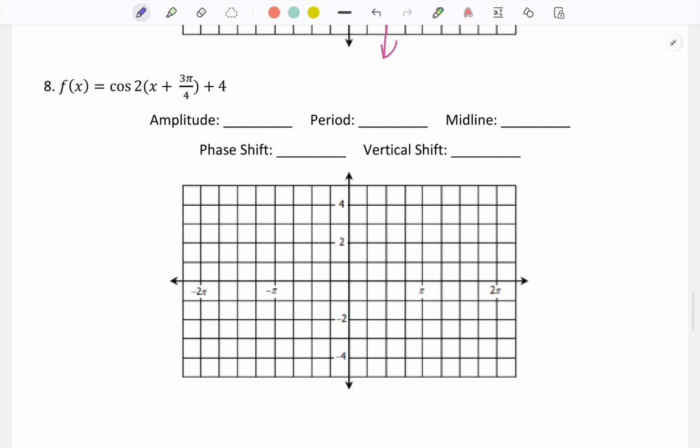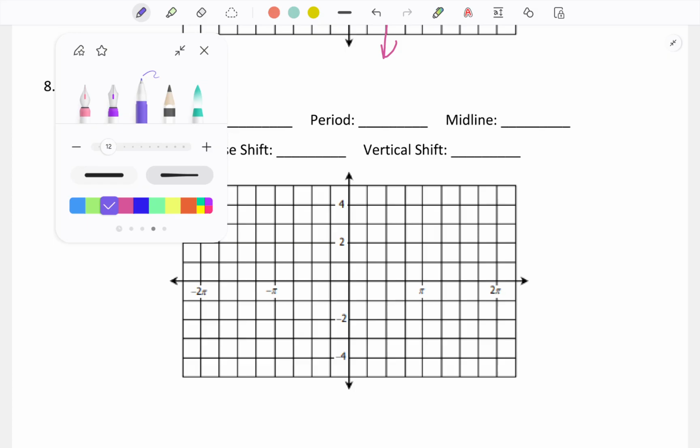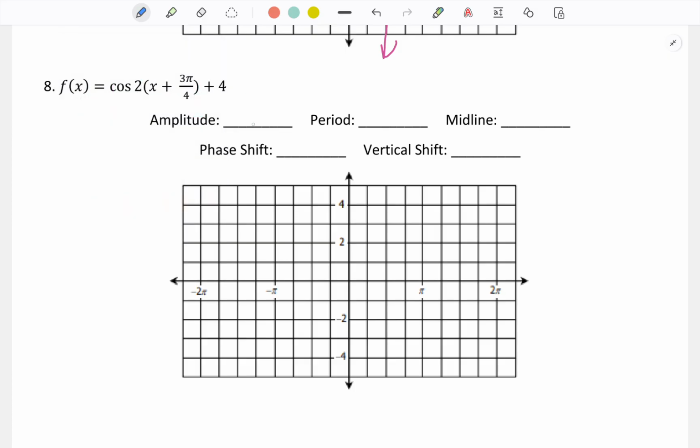Okay, so now we're going to up the ante a little bit, and we are going to have a shift in both ways on this problem. So we have cosine. Our amplitude is 1 because we don't have a number in front, but our period, we're going to have 2 pi over 2, so that equals pi. Our midline, we're going to shift up 4, so that puts our midline at y equals 4. And then our phase shift, we're going to go left 3 blocks at 3 pi over 4.